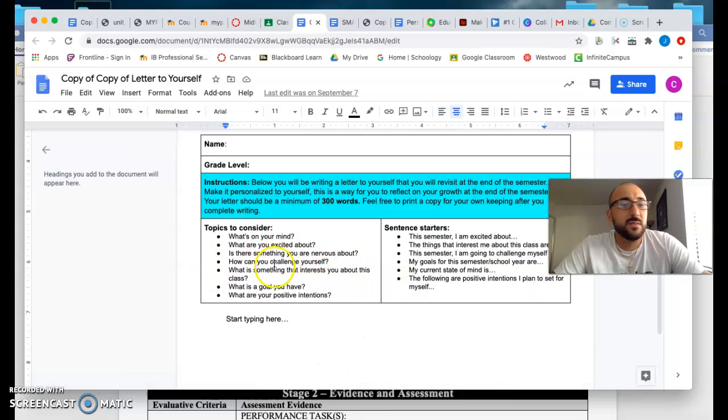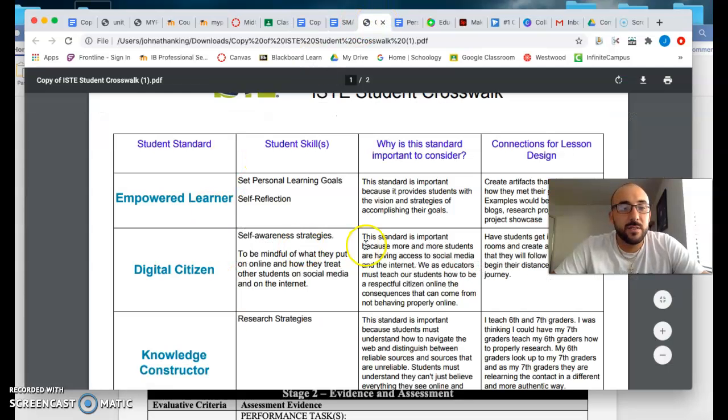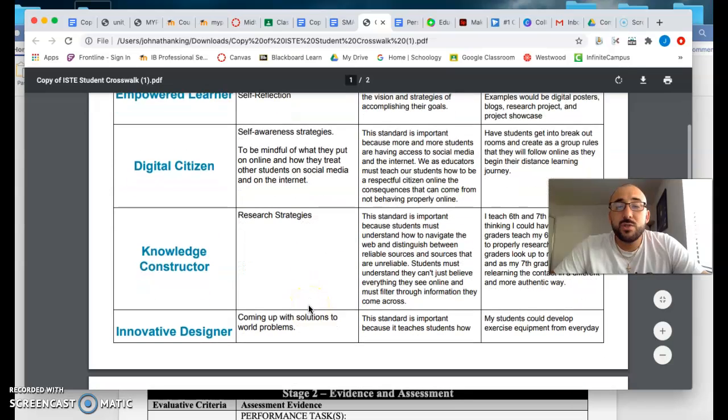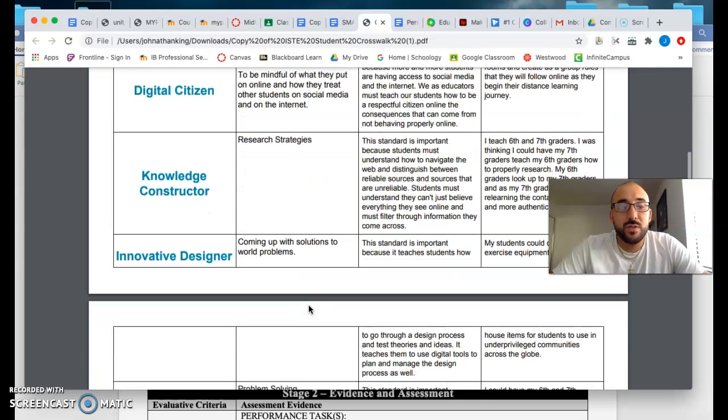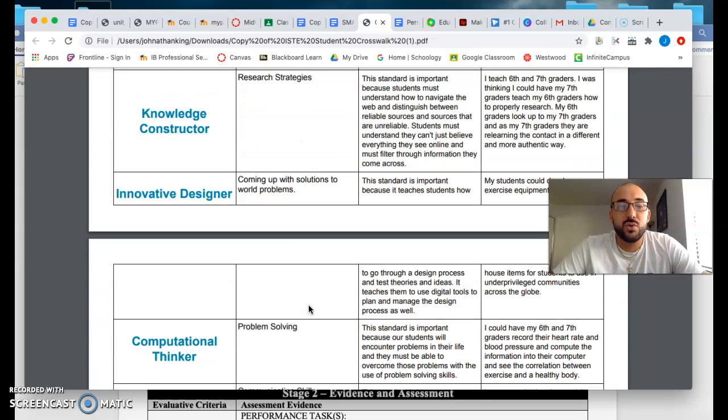I gave them some topics to consider, some sentence starters and things of that sort. So definitely hitting on those ISTE standards. We also went over the research strategies and how to be a digital citizen. And so those are some of the things that were built into the initial structure.